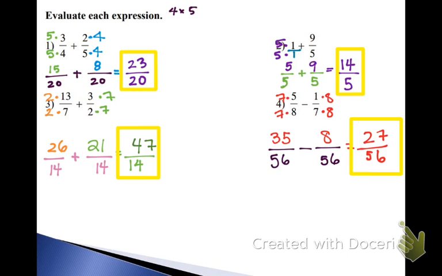Questions about adding, subtracting fractions? All right. Go ahead and go to the front.